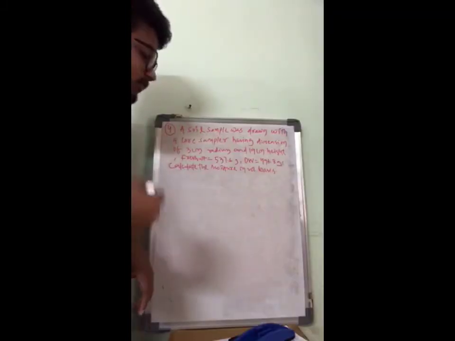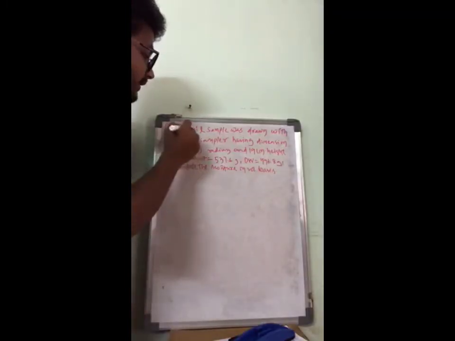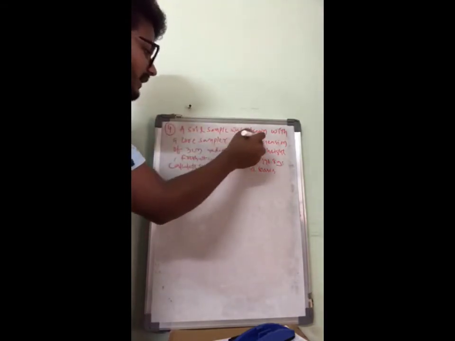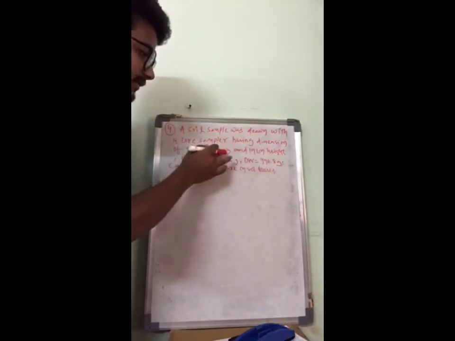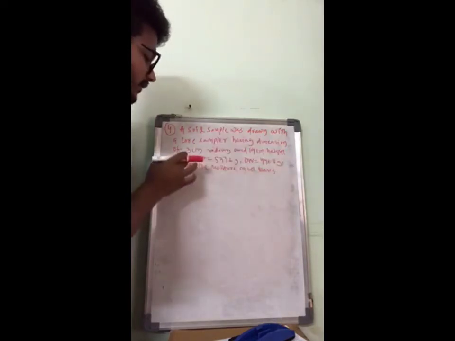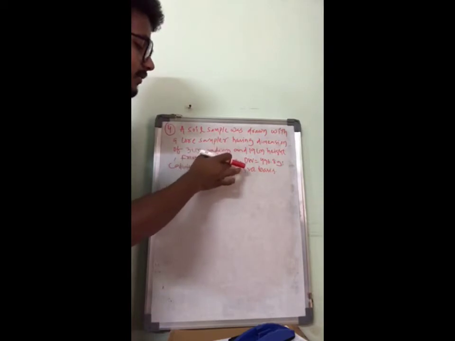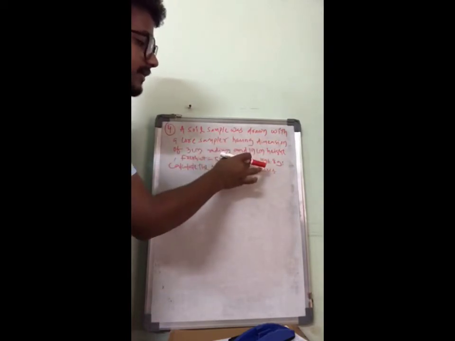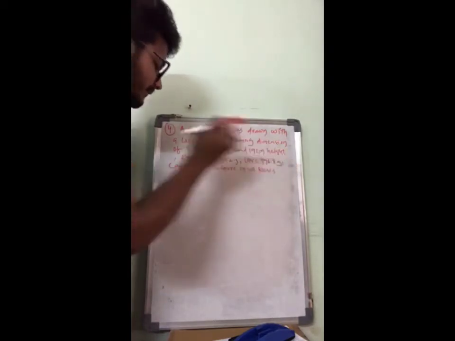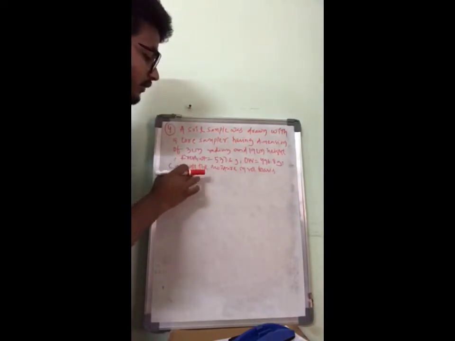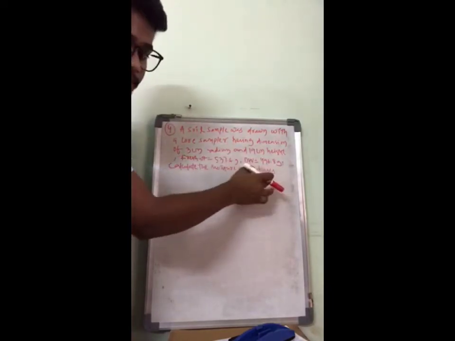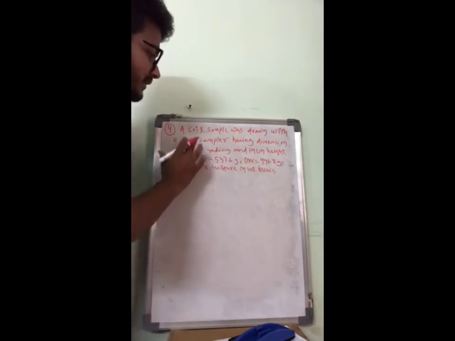The next question is given like this: a soil sample was drawn with a core sampler having dimensions of 3 centimeter radius and 19 cm height. The fresh weight of the sample is given as 537.6 gram and the dry weight of the sample is given as 496.8 gram. Then he is asking to calculate the moisture on volume basis.